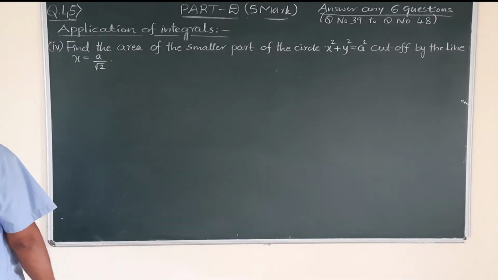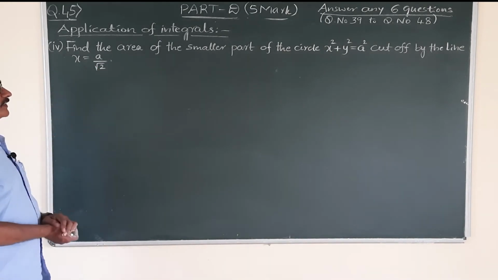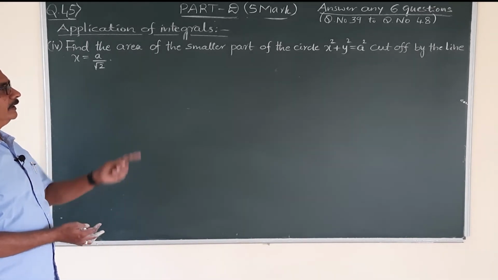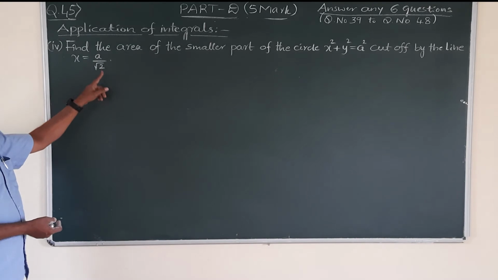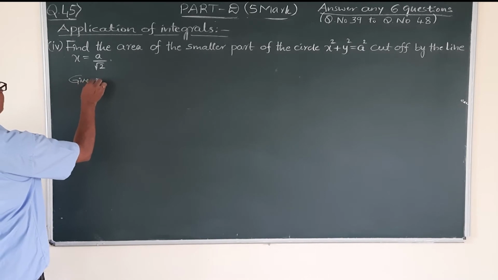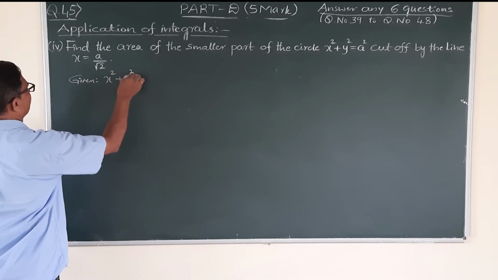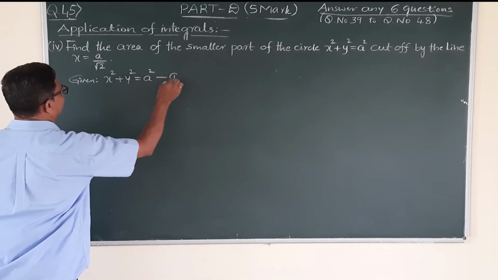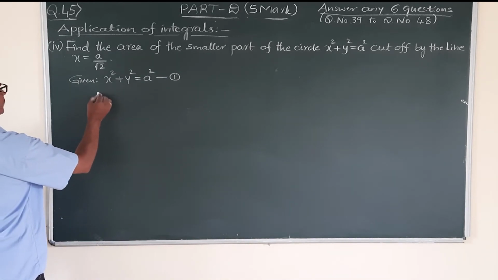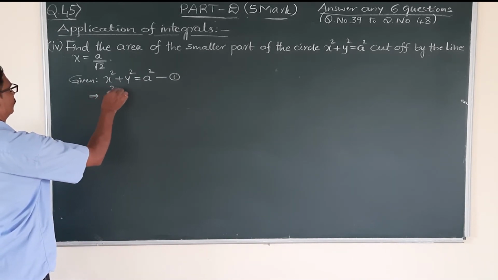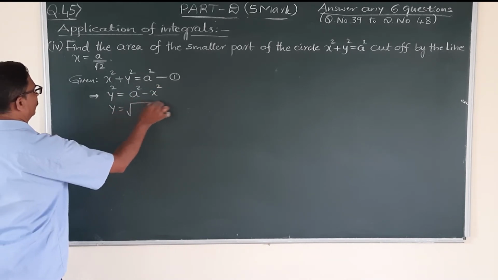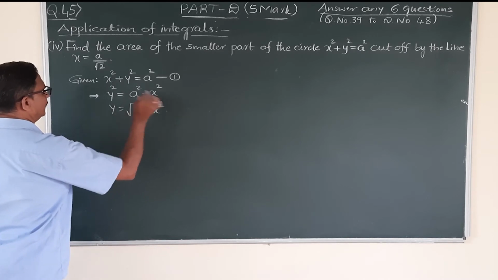Okay, problem: find the area of the smaller part of the circle x square plus y square is equal to a square, cut off by the line x is equal to a by root 2. Look here, given data: a circle is given, x square plus y square is equal to a square. It represents a circle with center at origin and radius a. Using this, y square is equal to a square minus x square, or y is equal to under root of a square minus x square.